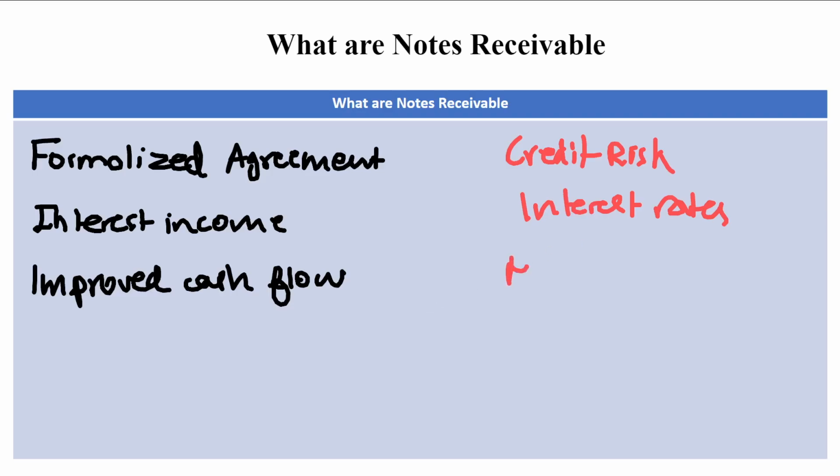And then we have maturity date. The maturity date of the note will determine when the principal and interest are due. So basically, if it's too long, then obviously you're gonna receive the money late.